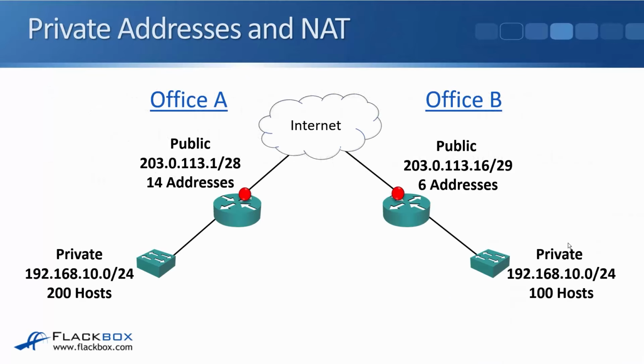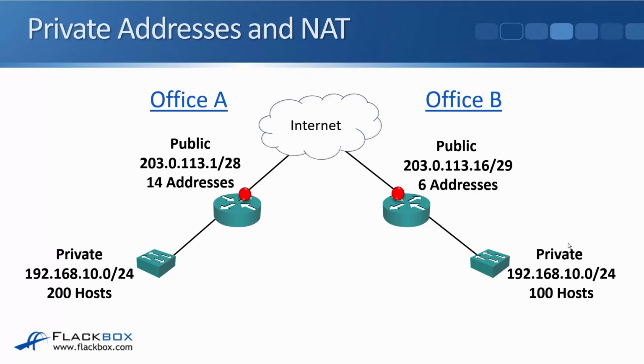So we've got Office A, which is actually at Company A on the left, and Office B at Company B on the right. And you can see that both companies are using the same private IP addresses. They're using 192.168.10.0/24. That's not a problem. There's no conflict, because the private IP addresses are just used on the inside. They're not used for traffic when it's going between the companies on the outside.